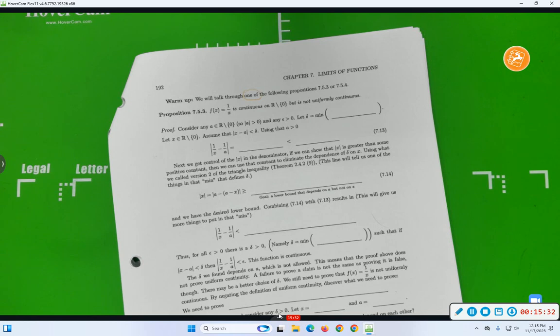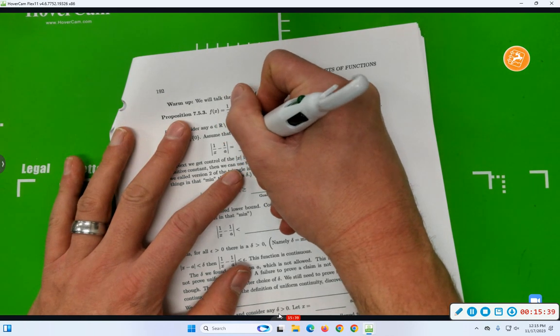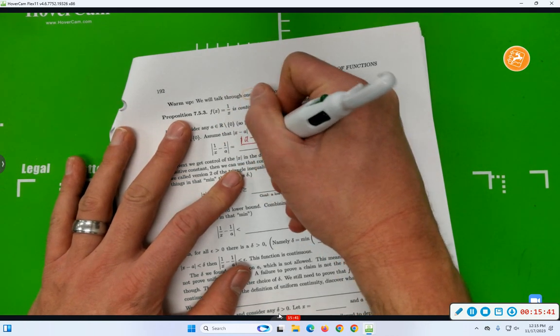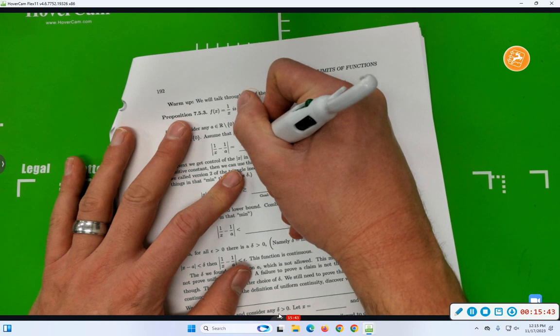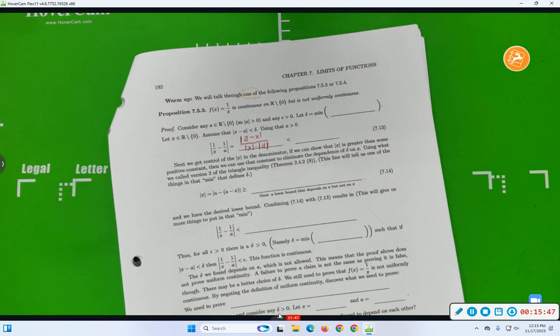Yeah, let's combine those fractions. Get a common denominator. And maybe even do something like that. People agree? Now, what could you tell me about that? Just what seems useful?